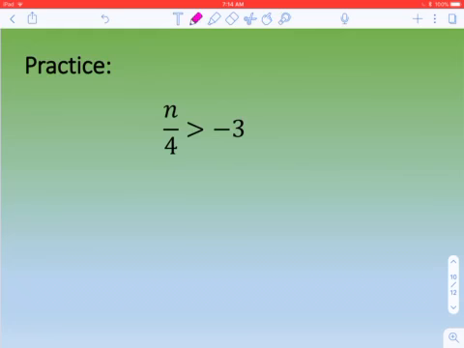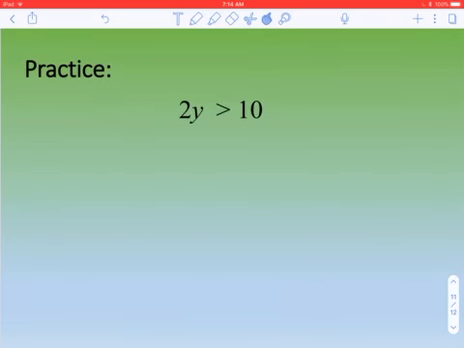Okay, we're back to multiplying or dividing. Because this is a division problem, we do the opposite. So we're going to multiply both sides of the equation by 4. So I have n and I have negative 12. Now I multiply both sides by a positive, so the inequality stays the same.